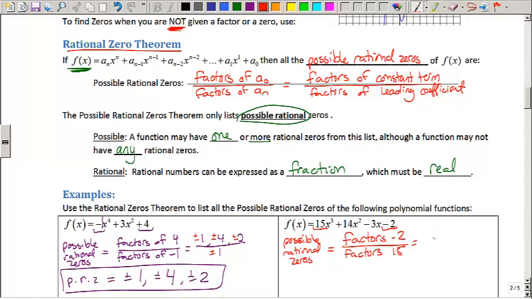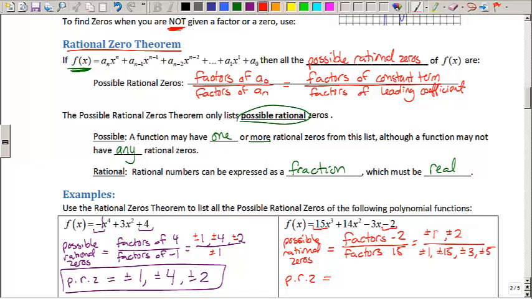The factors of negative 2 are plus or minus 1 and plus or minus 2. The factors of 15 are plus or minus 1, 1 times 15, 3 times 5, so plus or minus 3 and plus or minus 5. And that looks like it's it. Although, when you're looking for the list of possible rational zeros, you have to take each of the factors of the numerator and divide it by each of the factors in the denominator. I don't really care what order you do this in, I just try to make sure that it's a little bit organized so you don't miss one.